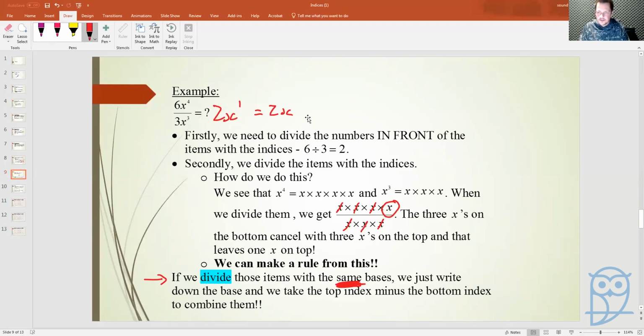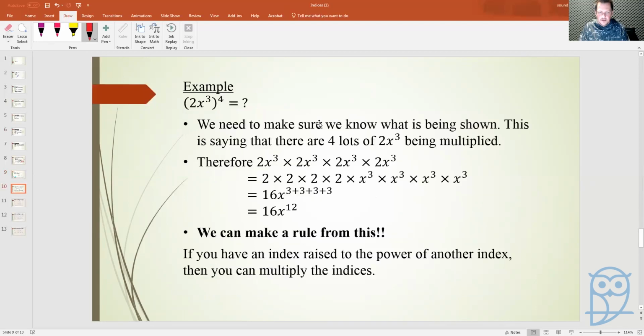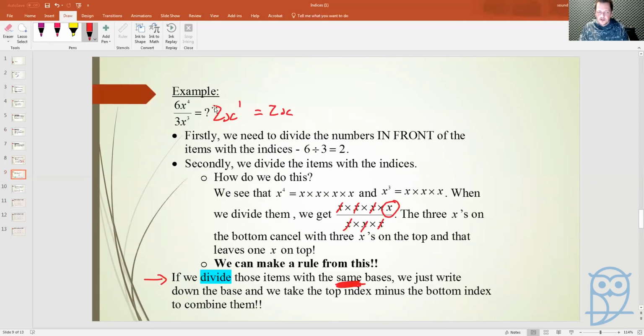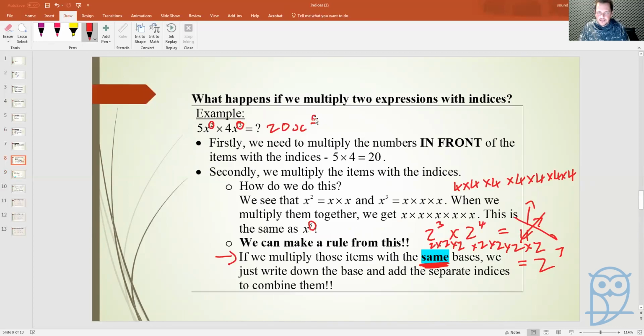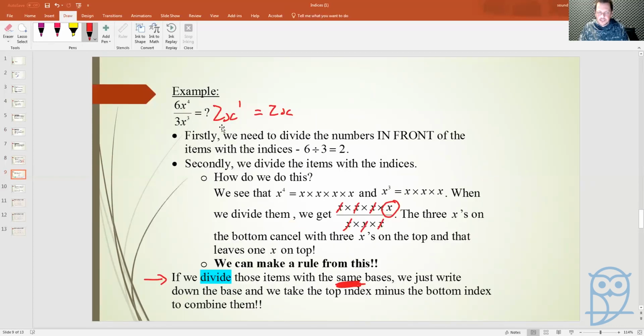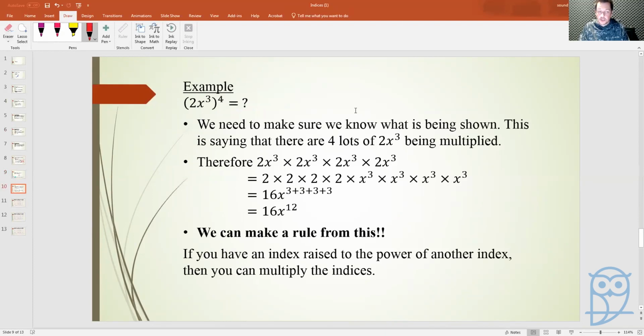So we have 2 rules. Currently, if you multiply, you add the exponents. If you divide, we subtract the exponents. And then we have one last rule. And this last rule is when you have an exponent outside of a bracket with exponents. So this is an exponent raised to another exponent. So we need to make sure that we know what is being shown here.